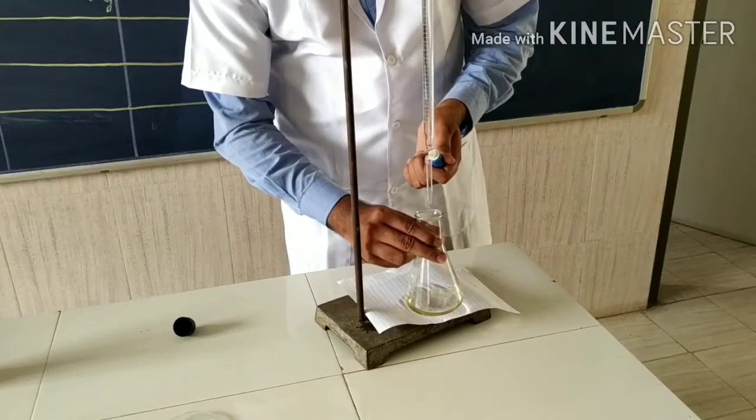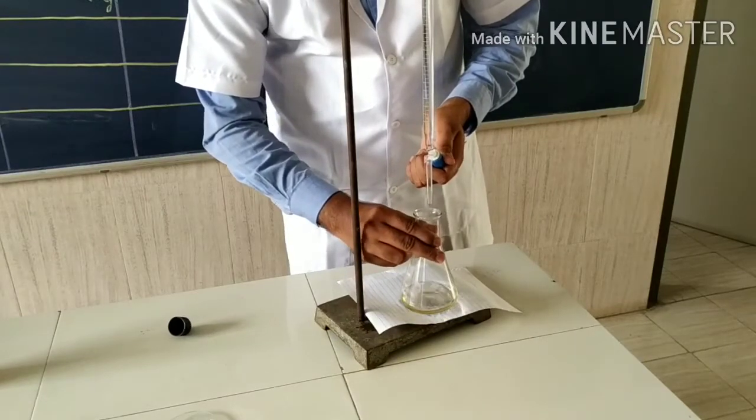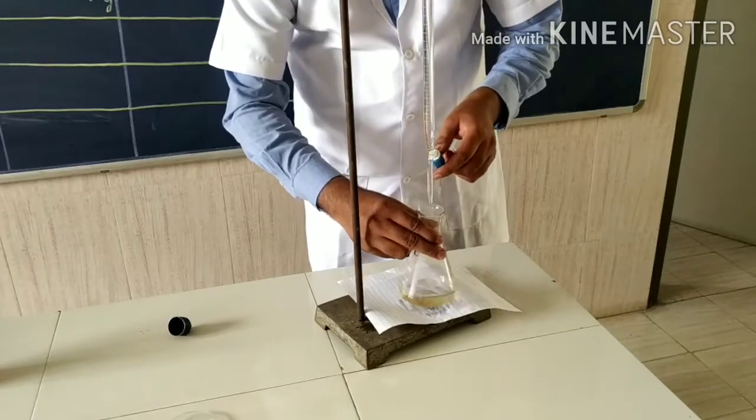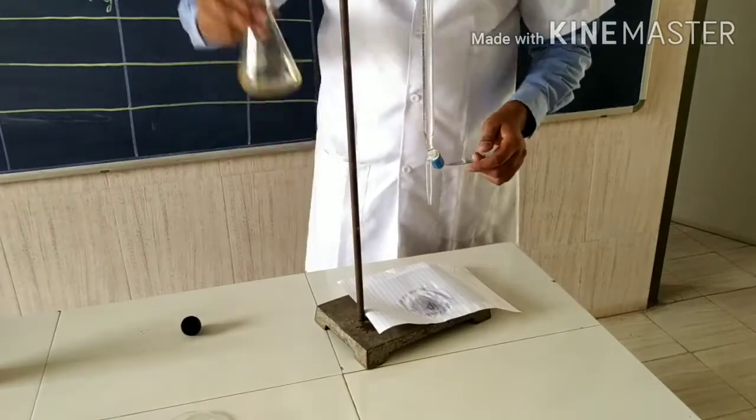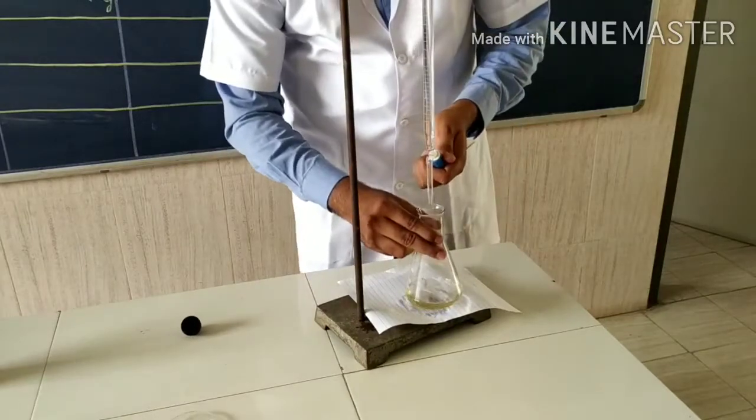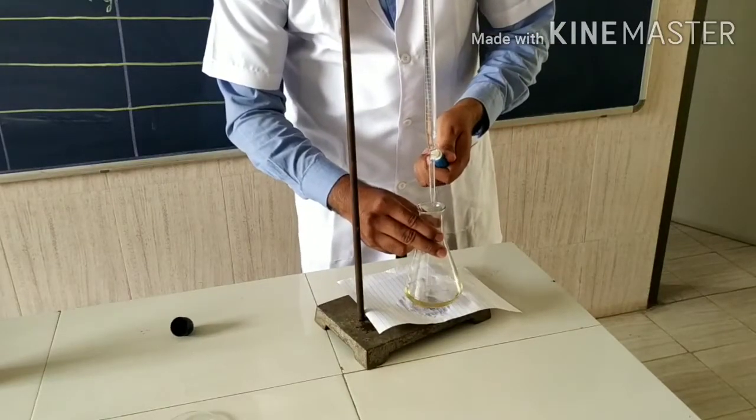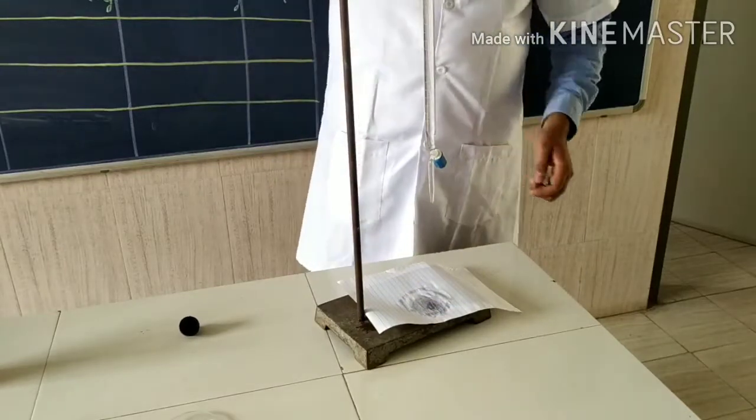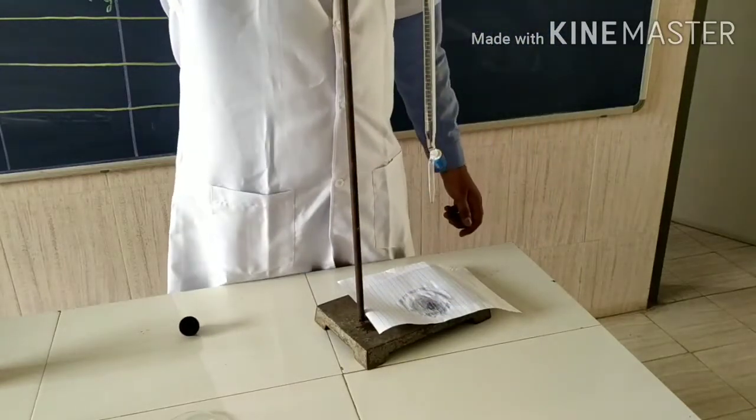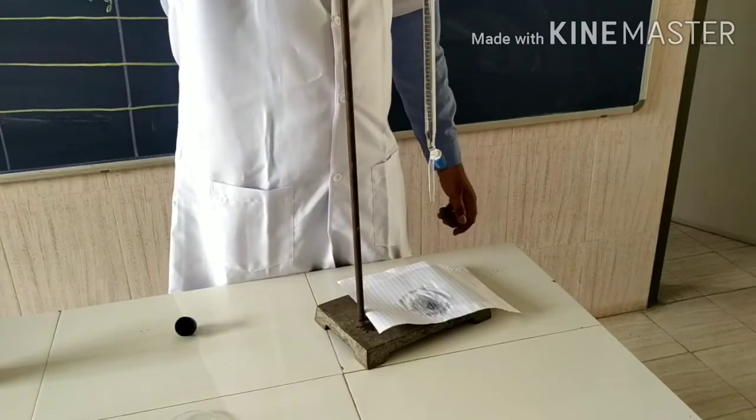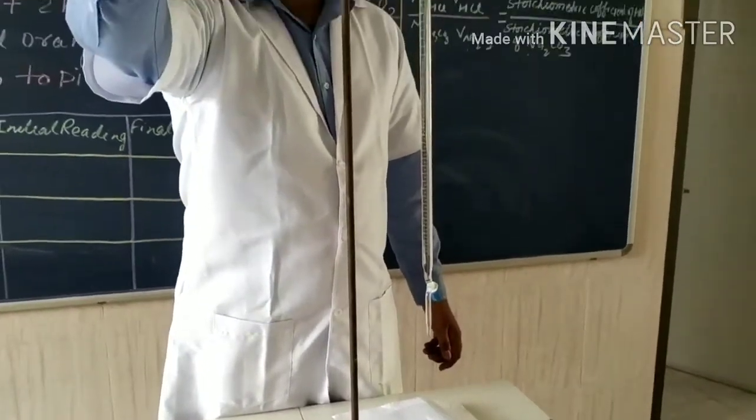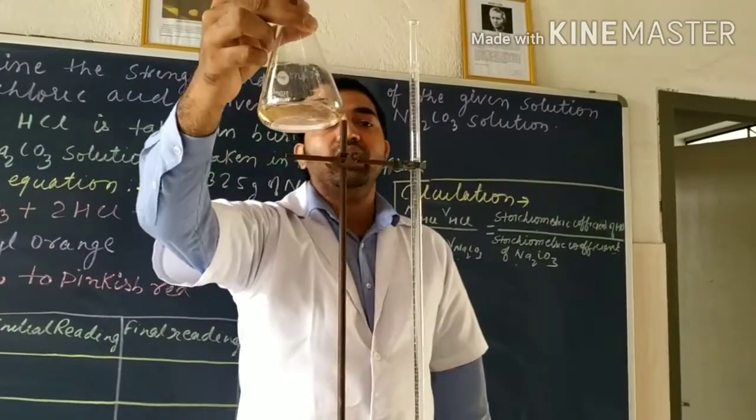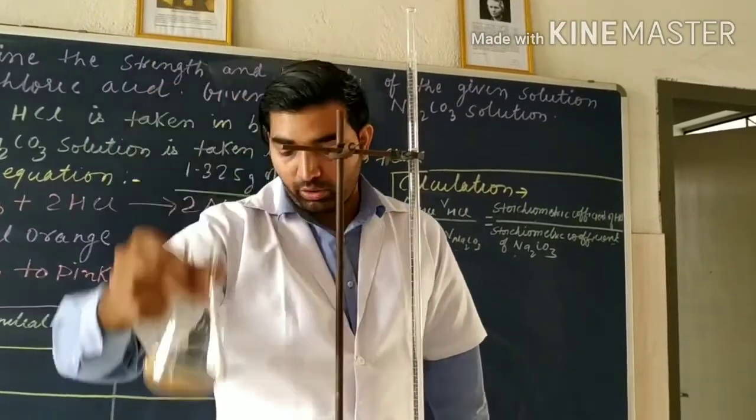Add this dropwise with constant stirring. Never touch the end of the burette to this conical flask. See, the color just changes from yellow to pinkish red. This is our end point.